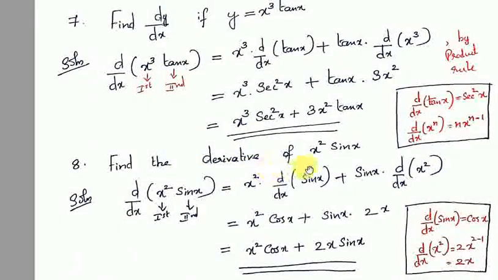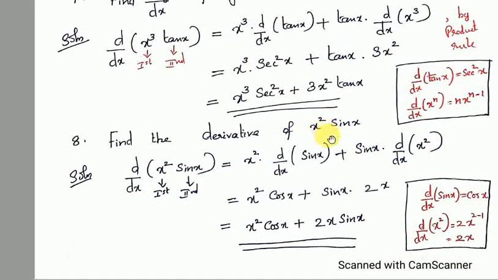Find the derivative of x square sin x. Here there is no plus sign or minus sign. It is given in the product form, x square into sin x. So we can apply the product rule. First function is x square, second function is sin x, that is first function into derivative of second plus second into derivative of first. What is the derivative of sin x? Cos x, plus sin x into derivative of x square. It is in the form of x raised to n form. Applying that result, you will get the answer 2x. Derivative of x square becomes 2x.